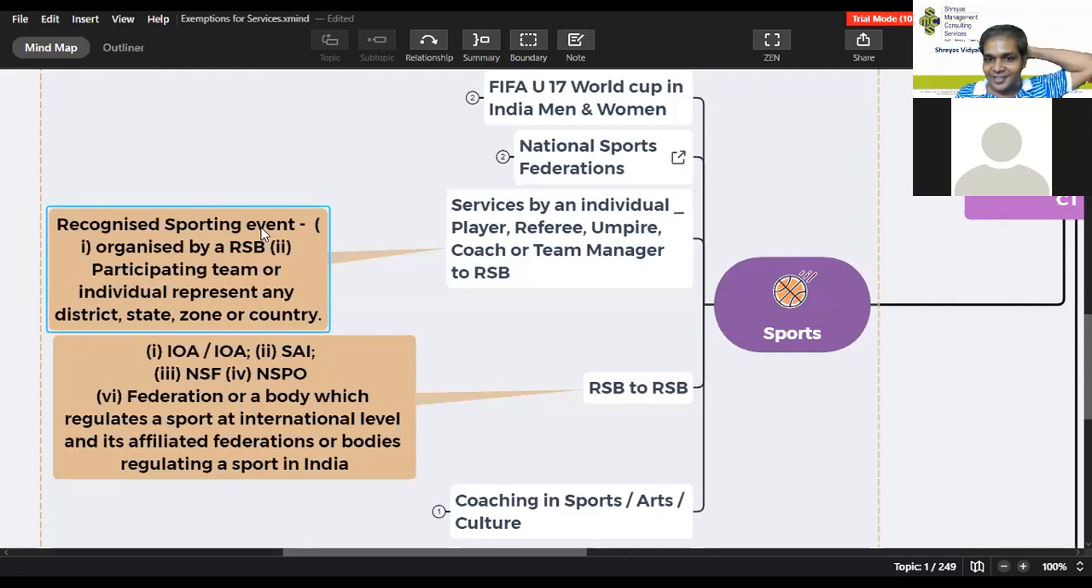Kabaddi. Okay. Very interesting. Madam doesn't watch cricket, I think. So Kabaddi. What is it you are talking about? Can you mention maybe the full name of the event? It should be a recognized sport event.